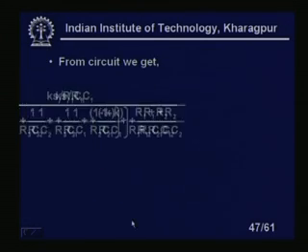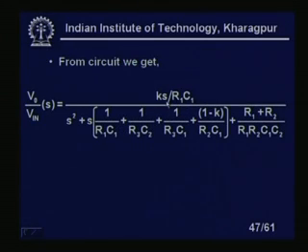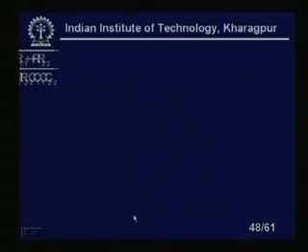Let us see the transfer function. K s as it has a zero at the origin, upon R1 C1, whole upon s square plus s [1 upon R1 C1 plus 1 upon R3 C2 plus 1 upon R3 C1 plus (1 minus K) upon R2 C1] plus (R1 plus R2) upon R1 R2 C1 C2, right.